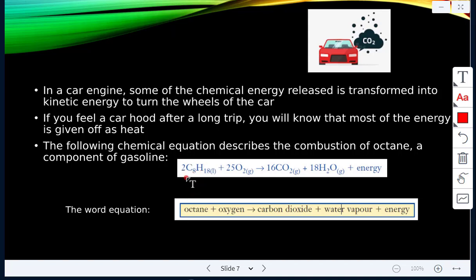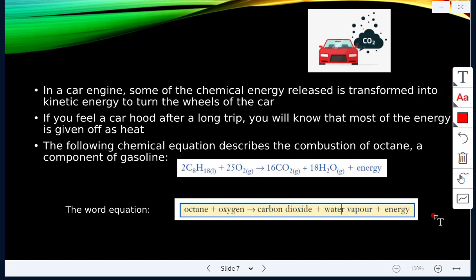So we have 2C8H18, which is the octane. It's a liquid, plus 25O2, oxygen. O represents oxygen, and it's a gas. There's 16 carbon dioxides, CO2. It's also a gas, and 18 molecules of water vapor, H2O. It's a gas. Plus energy is being released.